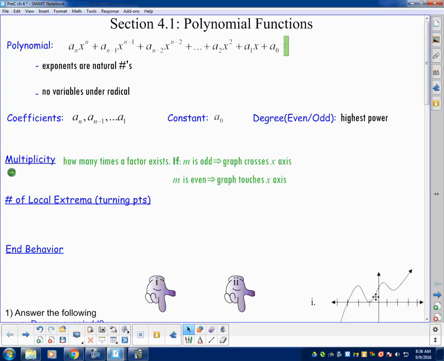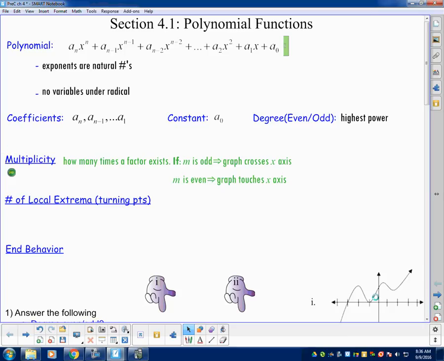Because remember, if x minus 2 is a factor, what is the 0 of that polynomial? 2, yeah. So what we're saying is that if x minus 2 squared was a factor, then the graph is just going to glance off of the x-axis at x equals 2. That's all that's saying.